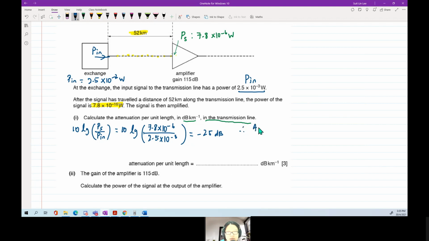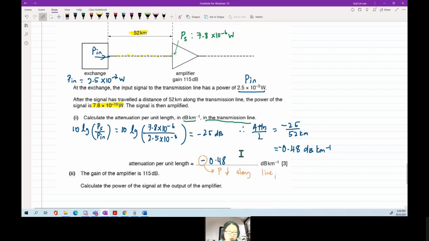So hence, attenuation per unit length will be negative 25 divided by the length, 52 km. So that would give me 25 divided by 52, 0.48. 0.48 decibel per km. Okay, you can leave the negative here. It doesn't matter. But the negative sign is actually to show that the power decreases along the line. But if you decide to just keep the positive number, it's okay.